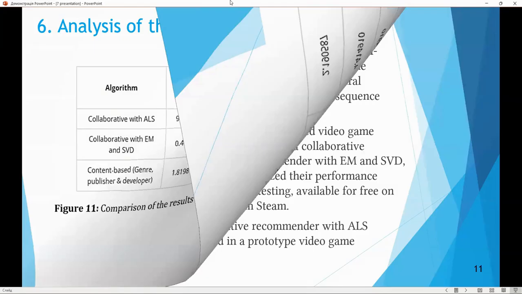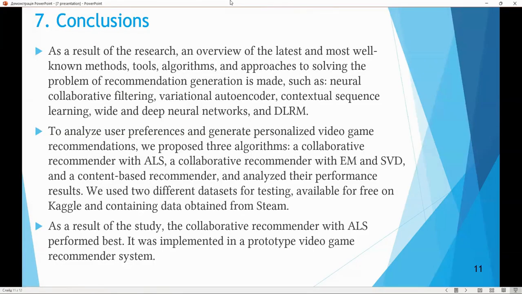Let's conclude. As a result of the research, an overview of the latest and most well-known methods, tools, algorithms, and approaches to solving the problem of recommendation generation is made, such as neural collaborative filtering, variational autoencoder, contextual sequence learning, wide and deep neural network, and DLRM. To analyze user preferences and generate personalized video game recommendations, we proposed three algorithms: a collaborative recommender with ALS, a collaborative recommender with EM and SVD, and a content-based recommender, and analyzed their performance.